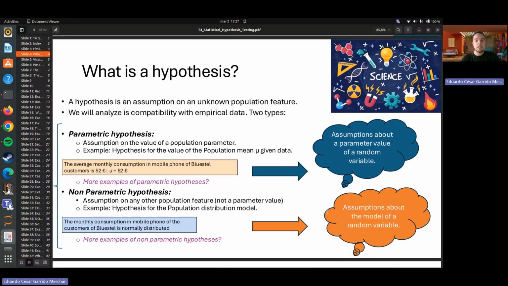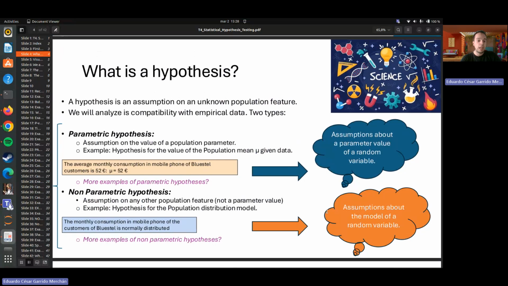So what is a hypothesis? A hypothesis is basically a statement about a random phenomenon. Okay, so basically, are my sales going down? Is the price of this product lower than 30? Is this data normally distributed? Okay, so things that we can see whether data is compatible with them or not.